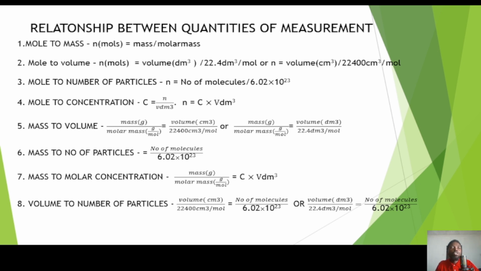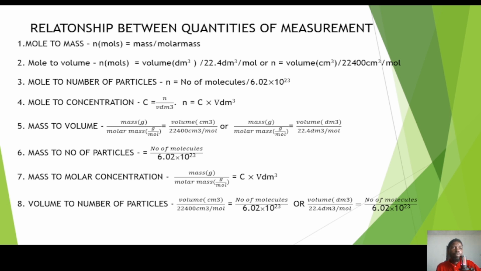The first relation we are going to be discussing is the mole to mass relation. Now, that is to say, we are relating number of moles to mass. And how is it related? By a straightforward formula. Number of moles is equals mass over molar mass. I take it again. Once you are asked to relate mass to number of moles, it is simply given by the formula: number of moles is equals mass over molar mass. We're going to take questions to understand this later, but let's run it through.